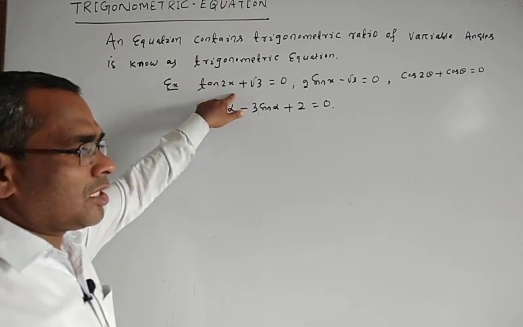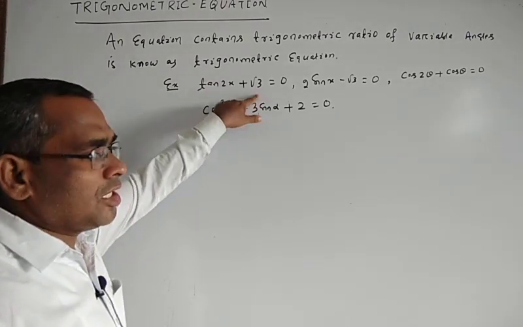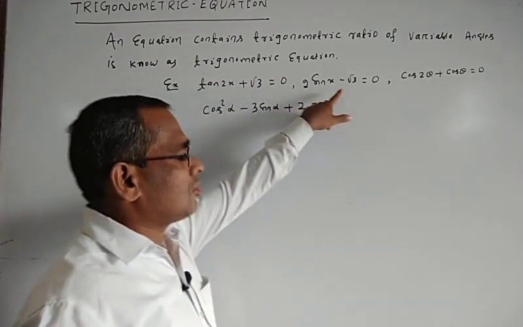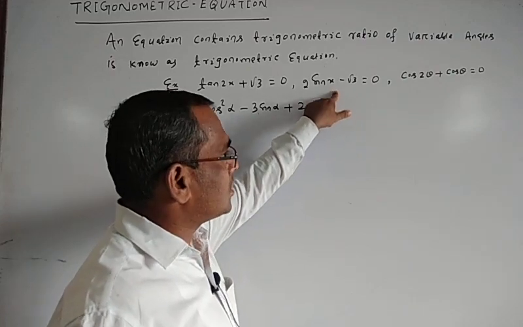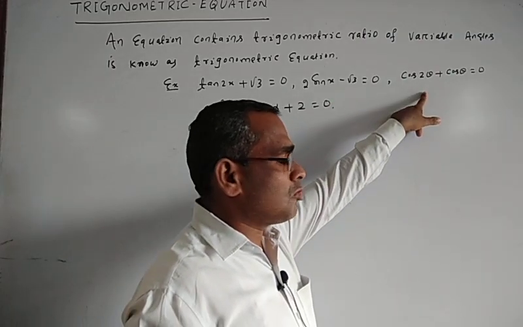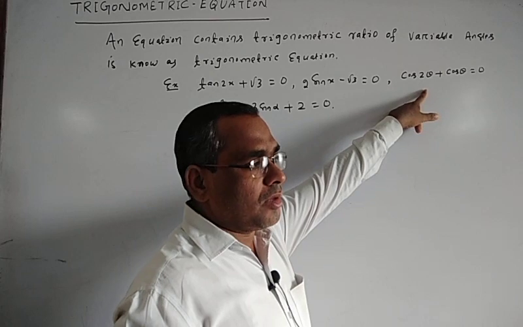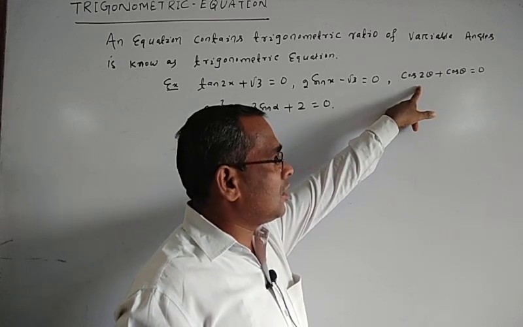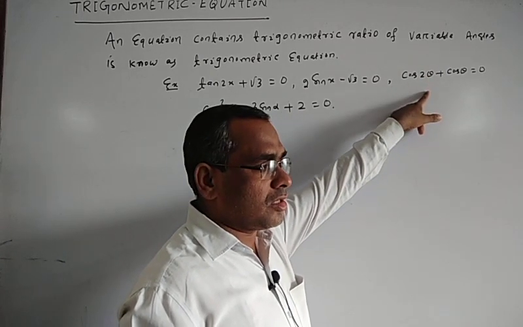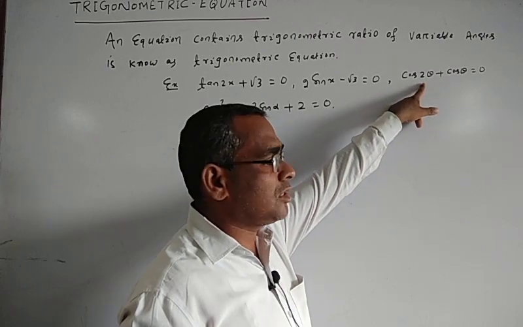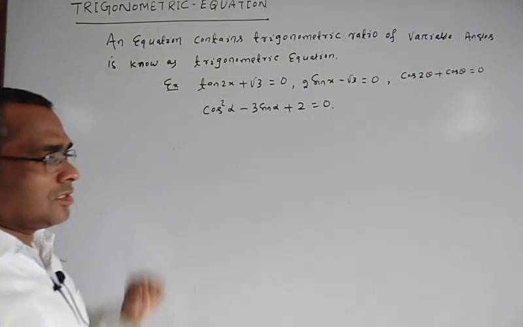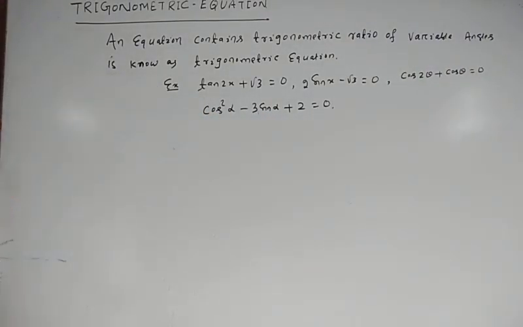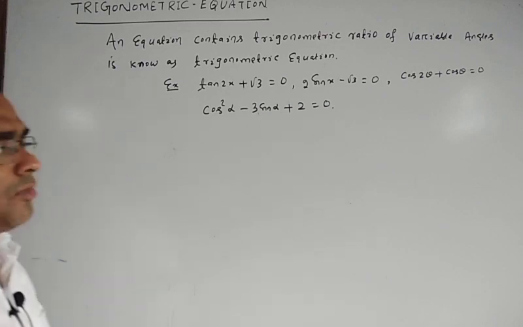It is a trigonometrical equation containing the variable x. This is a trigonometric equation of a variable angle theta. Here the trigonometric equation is expressed in variable theta. Here alpha is the angle variable. So these are all trigonometric equations.